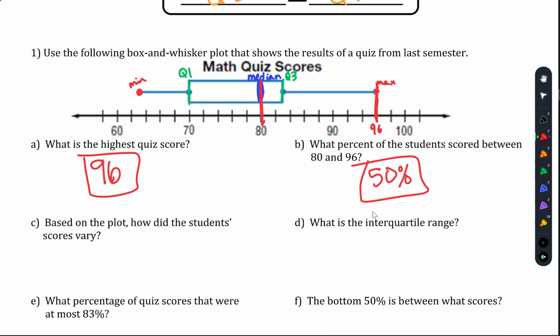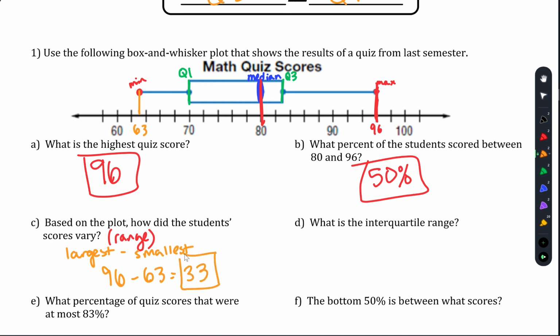Okay, let's keep going. How did the students' scores vary? This question is asking me to find the range. We did range on Friday. Range is where we take the largest number, or the maximum, minus the smallest number, the minimum. So our largest number was a 96. The minimum value here looks like it's about 63. 96 minus 63, our range of scores is 33 points.